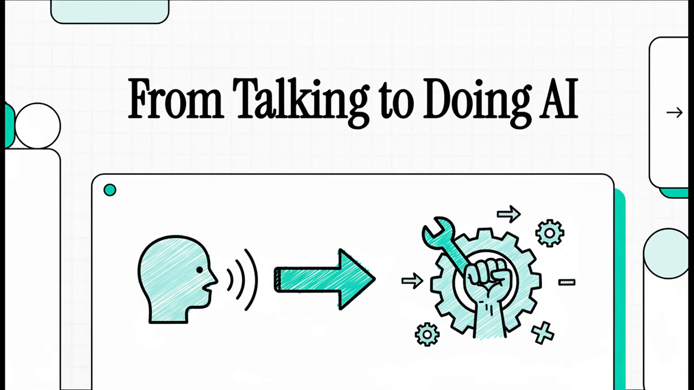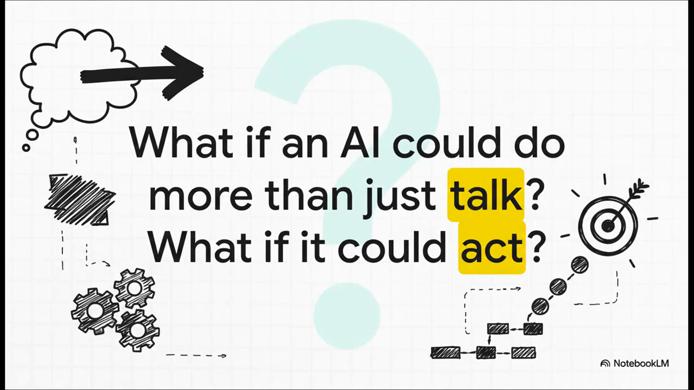All right, welcome everyone. We're diving into the key ideas from Google's really cool Kaggle course on AI agents, and we're starting with a massive shift in thinking, moving away from an AI that just talks to an AI that actually does things. So let's kick things off with this fundamental question.